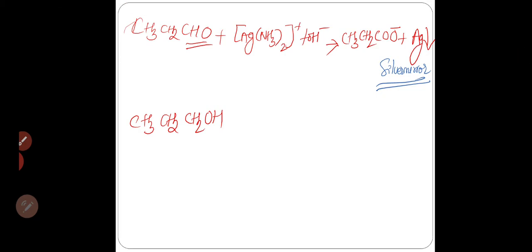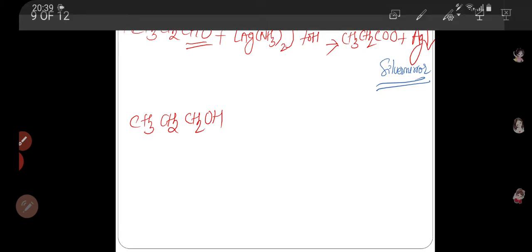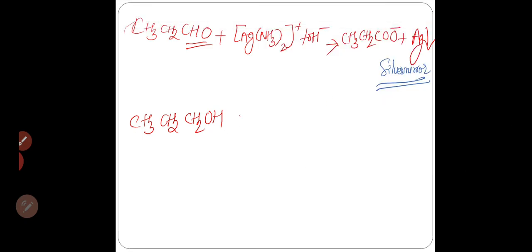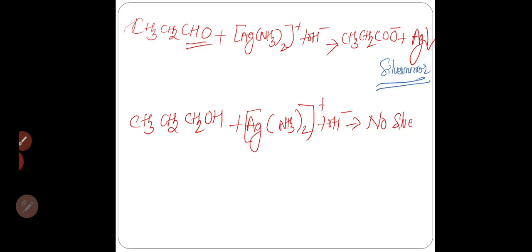Okay, now next you have alcohol. Again for alcohol, you perform the same test, you use the same reagent plus OH minus, then no reaction will take place, that means no silver mirror.